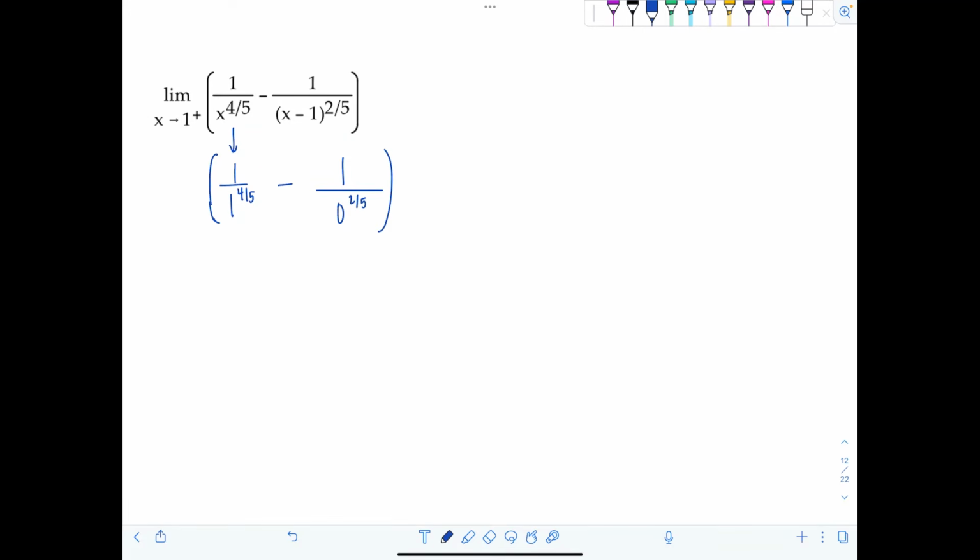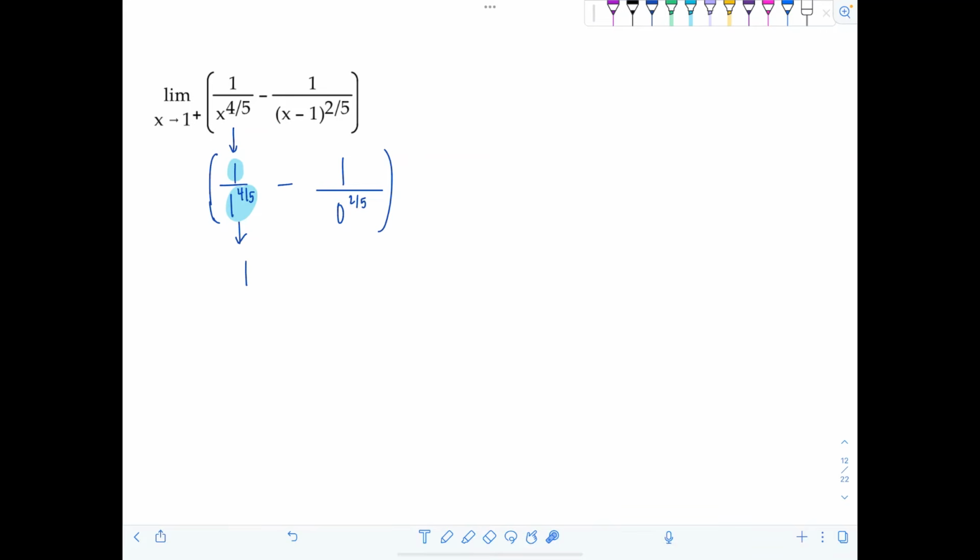This is just me doing some scratch work. 1 raised to any power, as long as it's finite, is 1. So 1 divided by 1, this is just 1. Then 0 to the 2/5. Oh, great. Okay, so we've got a non-zero constant over 0. Here's the important thing, though. We're approaching 1 from the right, so values a little bit bigger than 1.